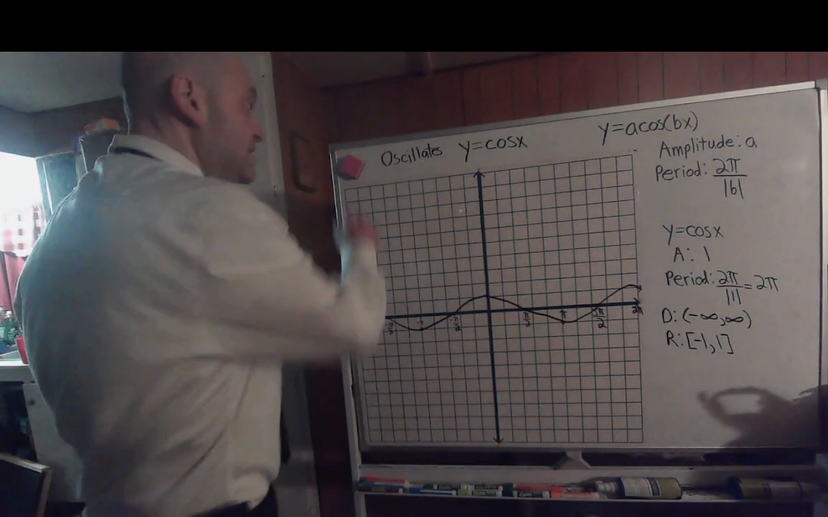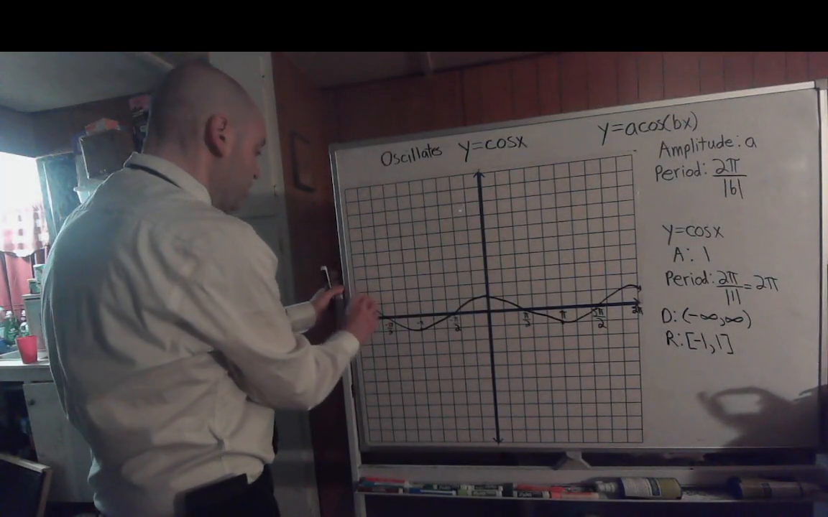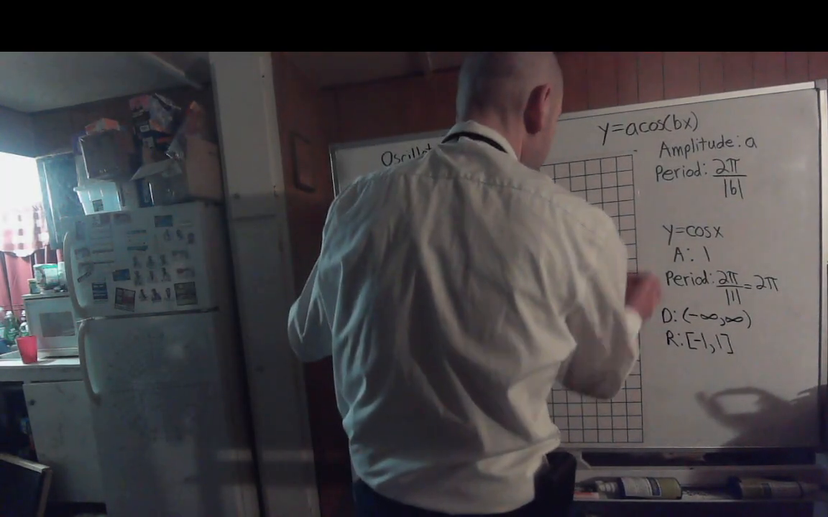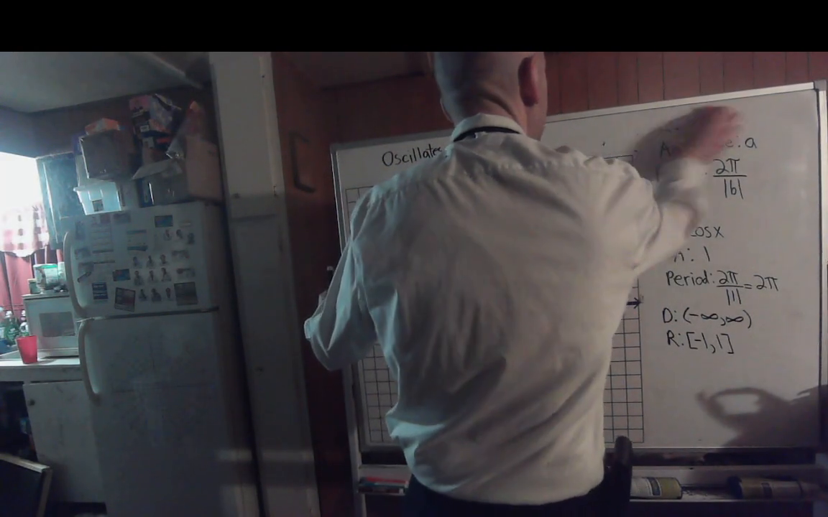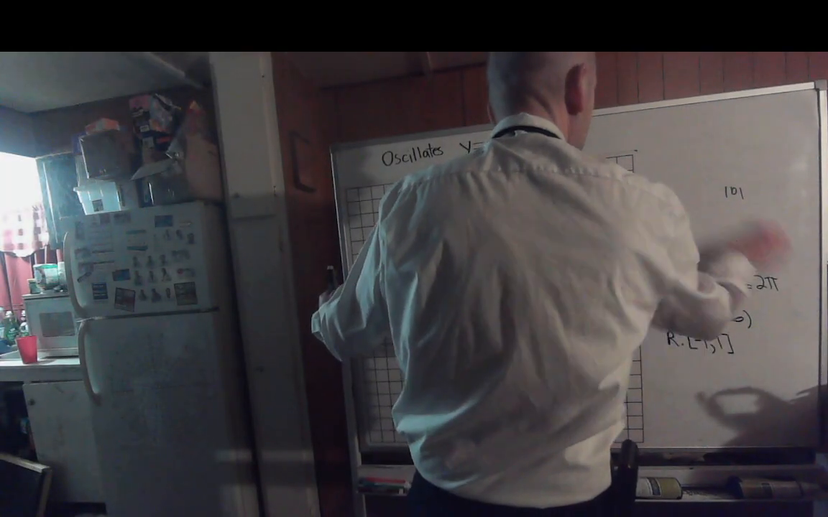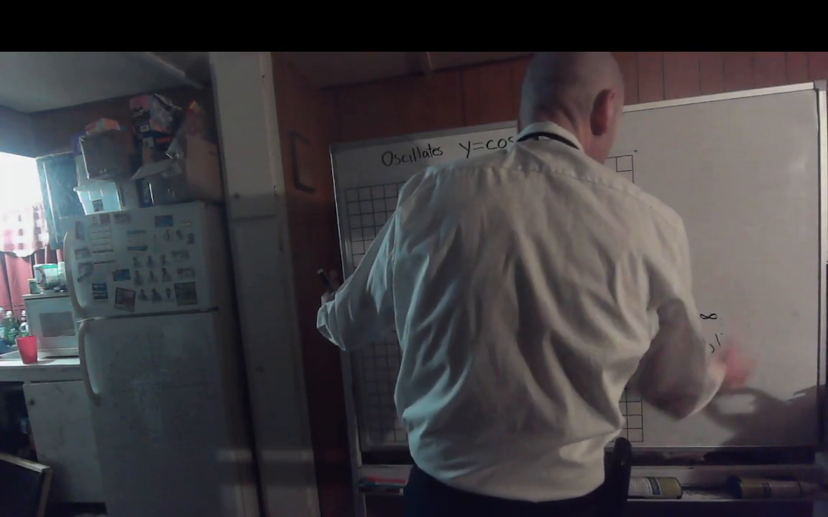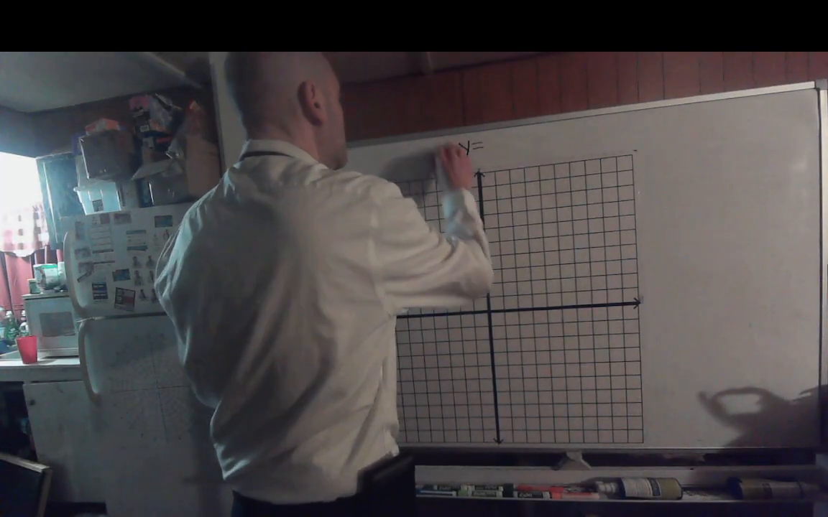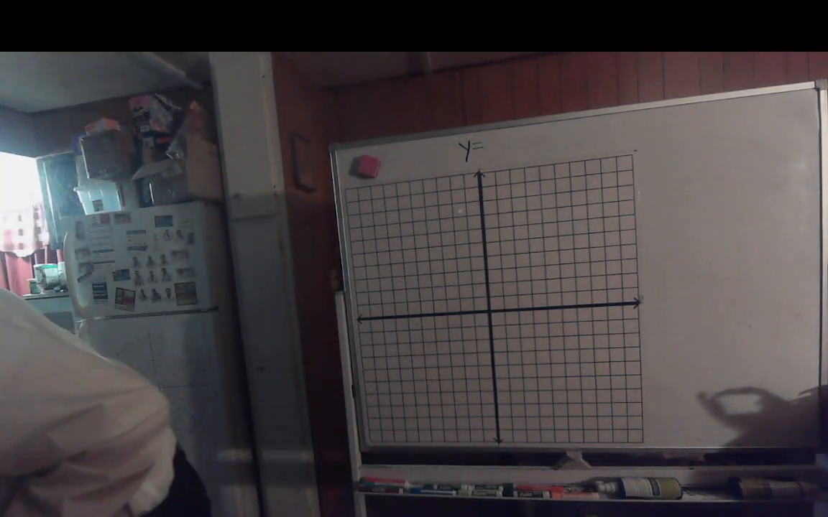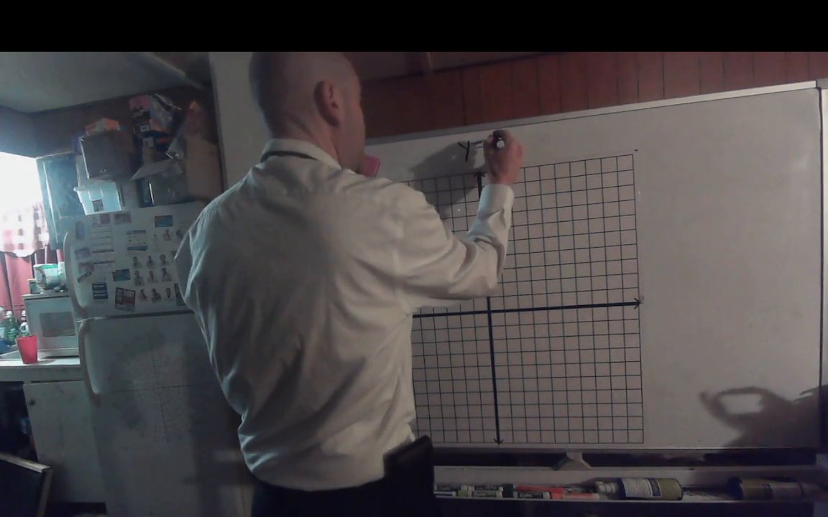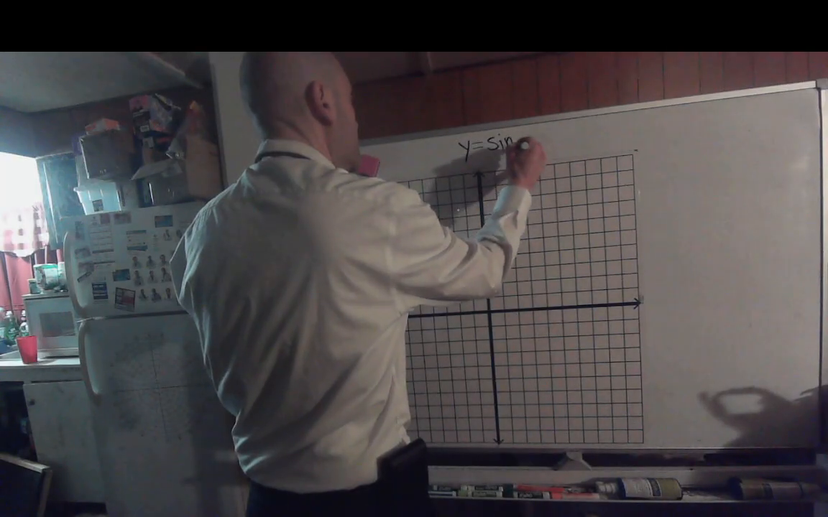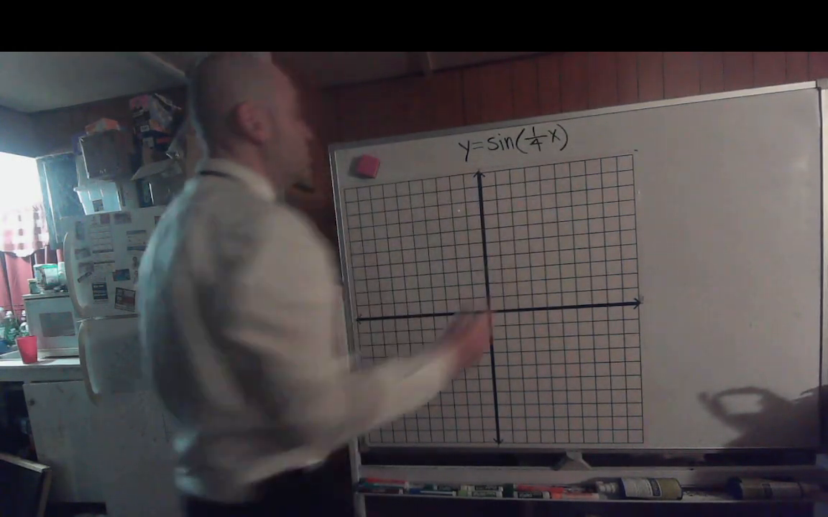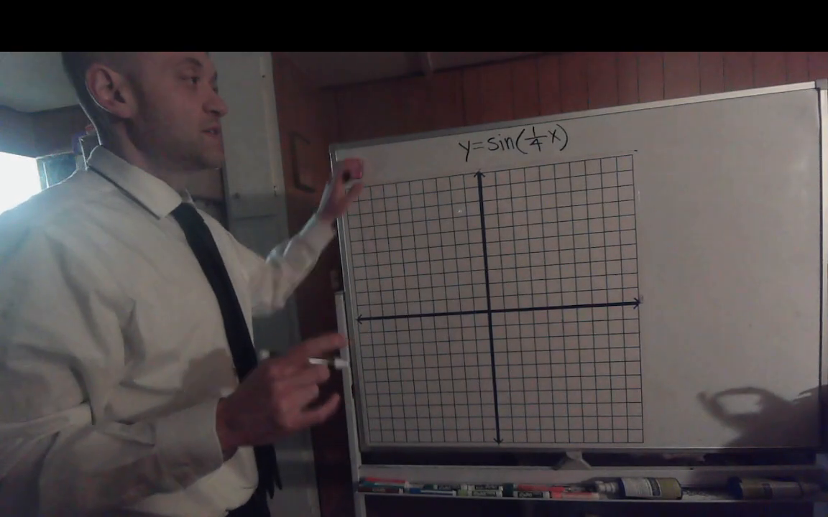Now, let's get into different amplitudes and different periods, okay? So, here's what we're going to do. Let's see here. We have y equals the sine of 1/4 x. So y equals the sine of 1/4 x, okay?